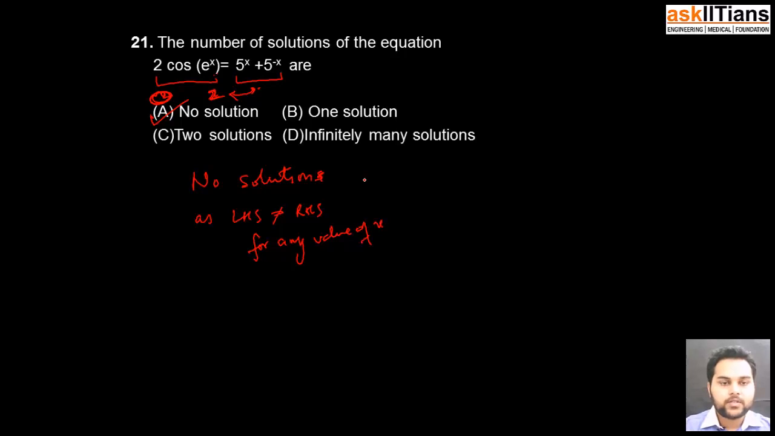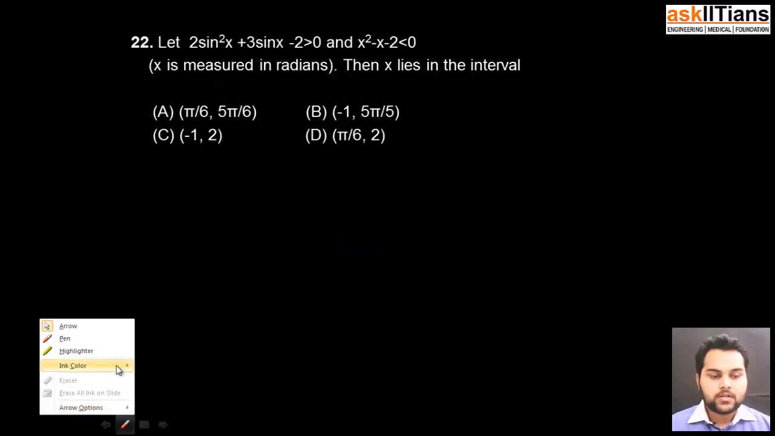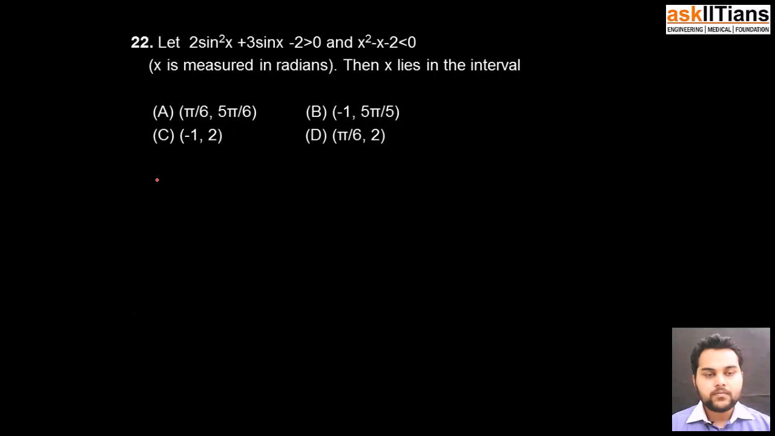Moving on to the next question. So let's start with the next question. The next question says 2 sin square x plus 3 sin x minus 2 is greater than 0 and x square minus x minus 2 less than 0. X is measured in radians. Then x lies in the interval pi by 6, 5 pi by 6, minus 1, 5 pi by 6, minus 1, 2 and pi by 6 comma 2.